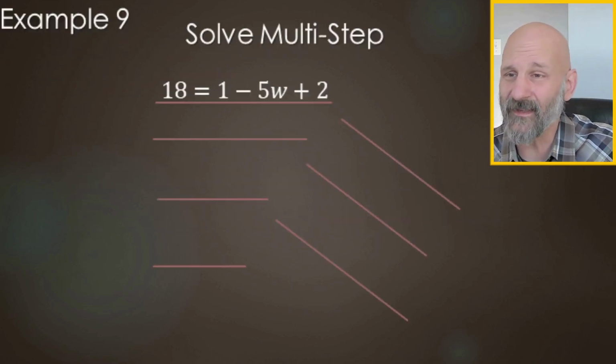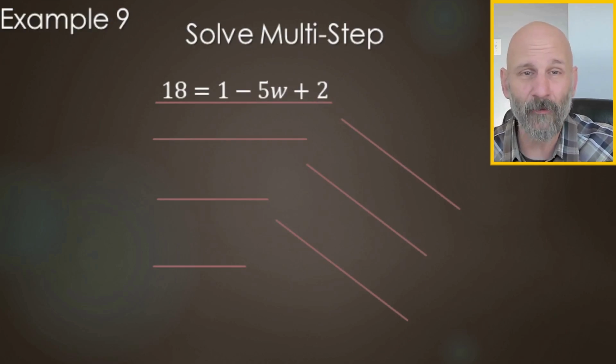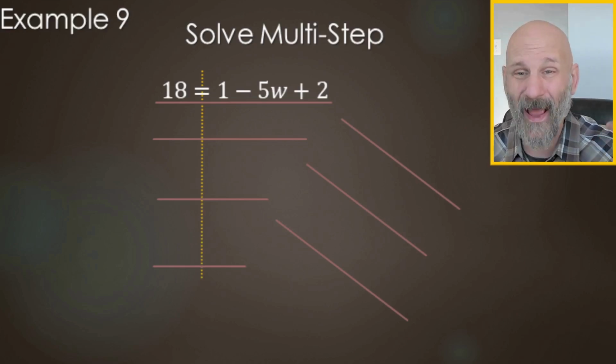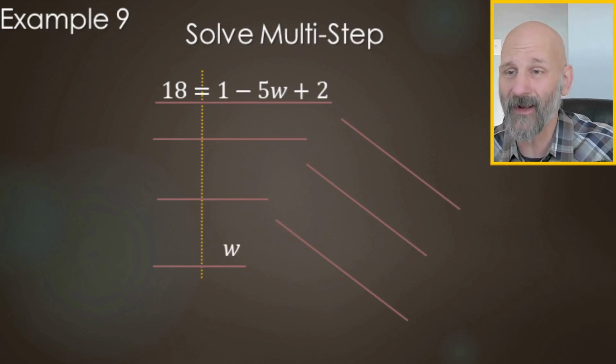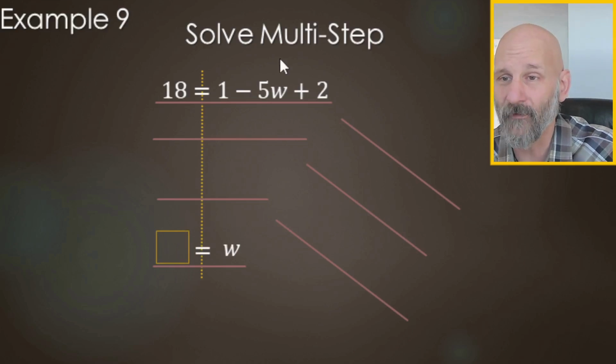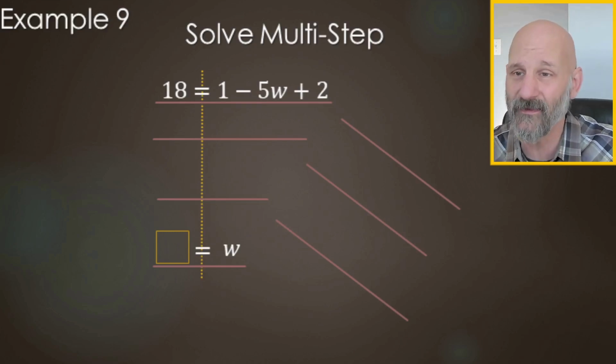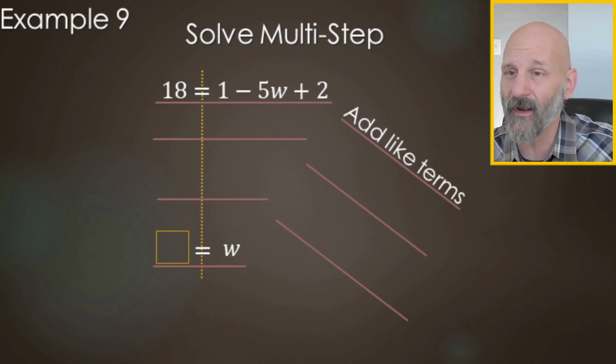So here we have 18 equals 1 minus 5w plus 2. Now, generally speaking on these, we do want to clean up the equation. We're going to end up adding like terms. Remember, we want to see what our goal is. So our variable's on the right-hand side of the equal sign. So at the bottom of our work, that's what we're going to have. The w is going to be on the right-hand side. So let's go ahead and clean this up or add like terms.